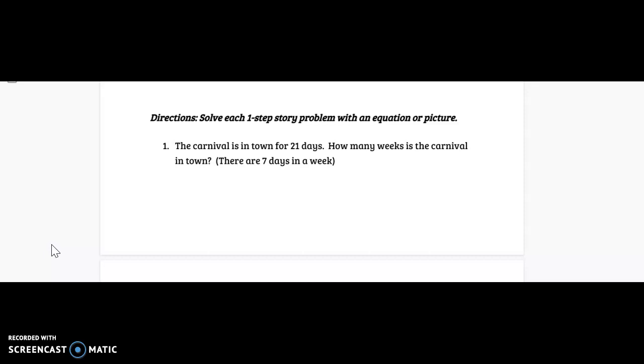Solve each one-step story problem with an equation or picture. The carnival is in town for 21 days. How many weeks is the carnival in town? There are 7 days in a week.